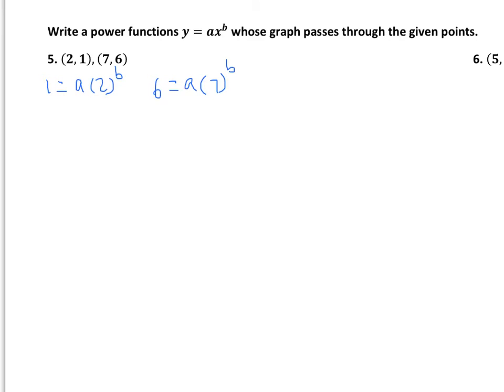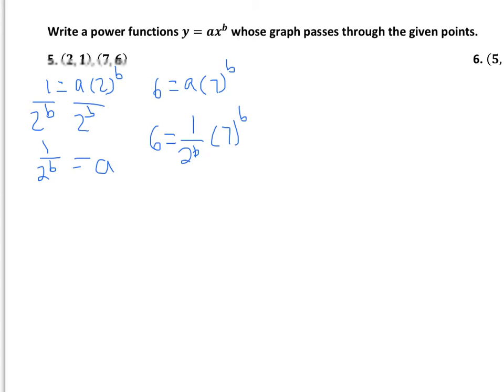But then what you're going to do is still solve this one for a, so divide by 2 to the b. So a equals 1 divided by 2 to the b. Plug that in over here. 6 equals 1 divided by 2 to the b times 7 to the b. So you have, see how we have 2 to the b and 7 to the b? That means I can change that to 7 over 2 to the b. Because they both have that exponent of b, it's the same thing as this. Okay?